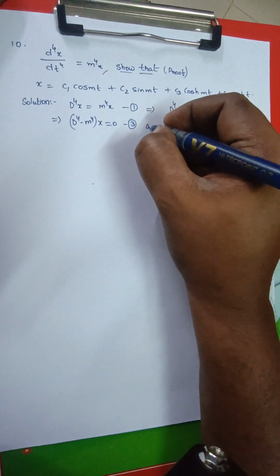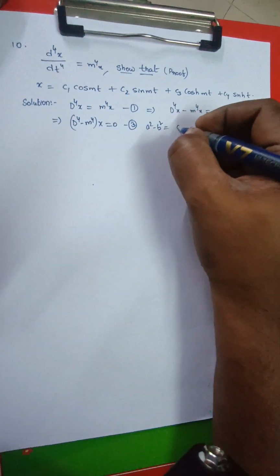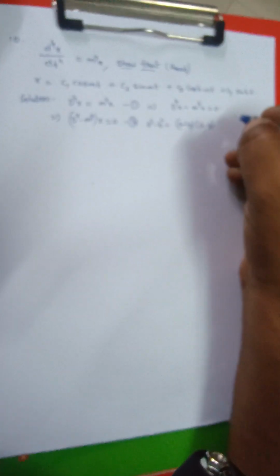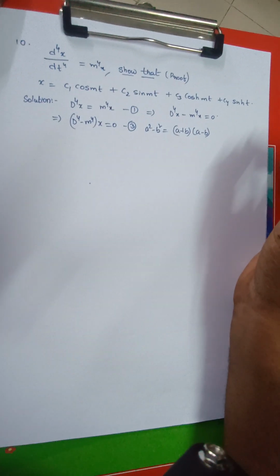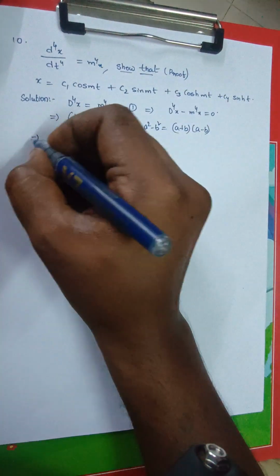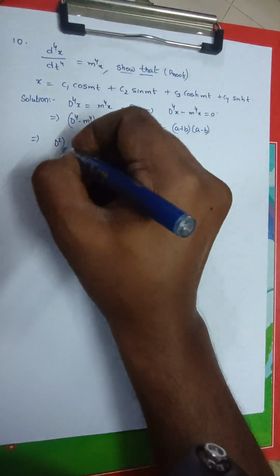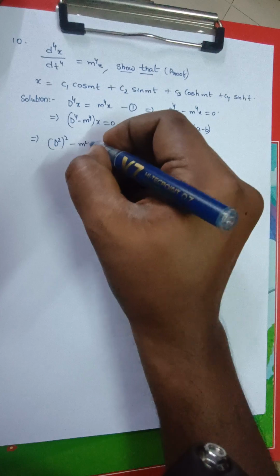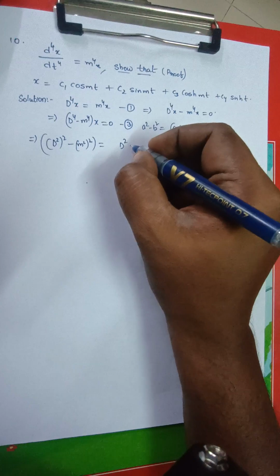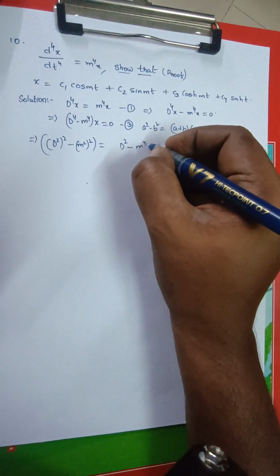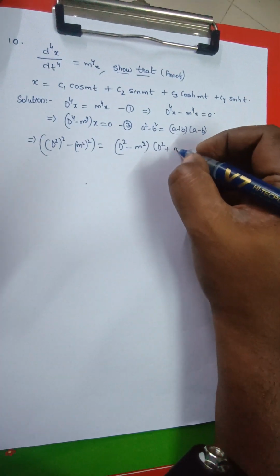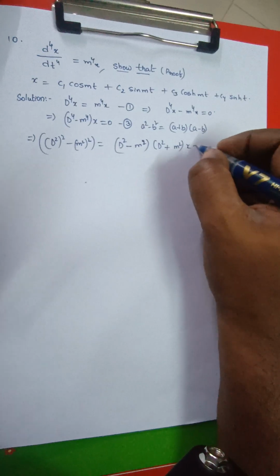We know that a² − b² = (a + b)(a − b). Similarly, here we have (D²)² − (m²)², and we can write it as (D² − m²)(D² + m²)x = 0.